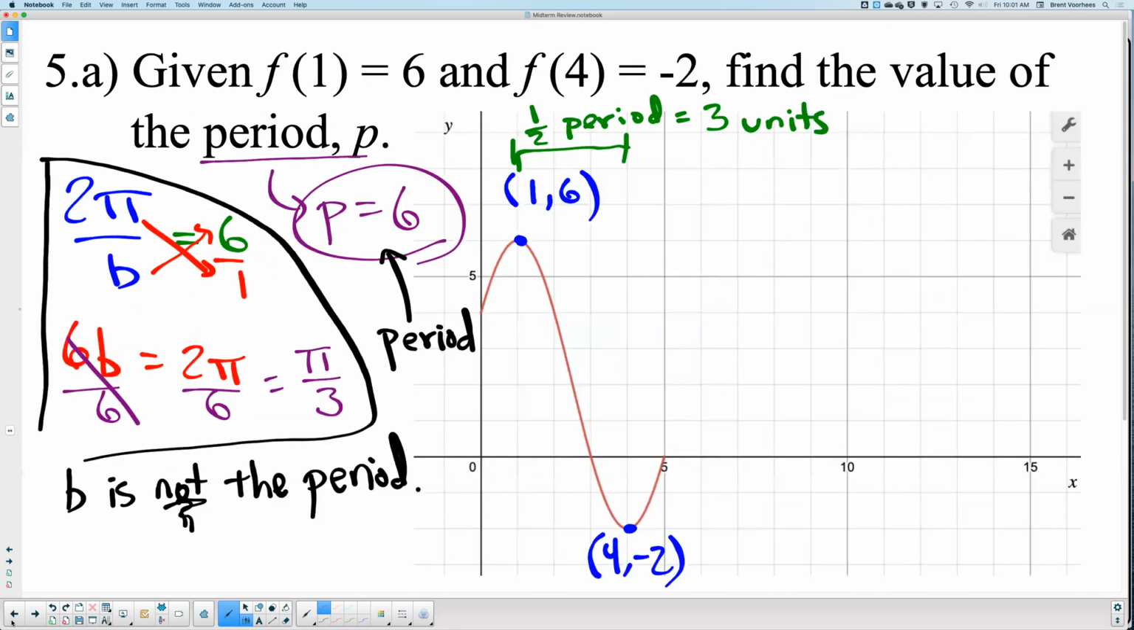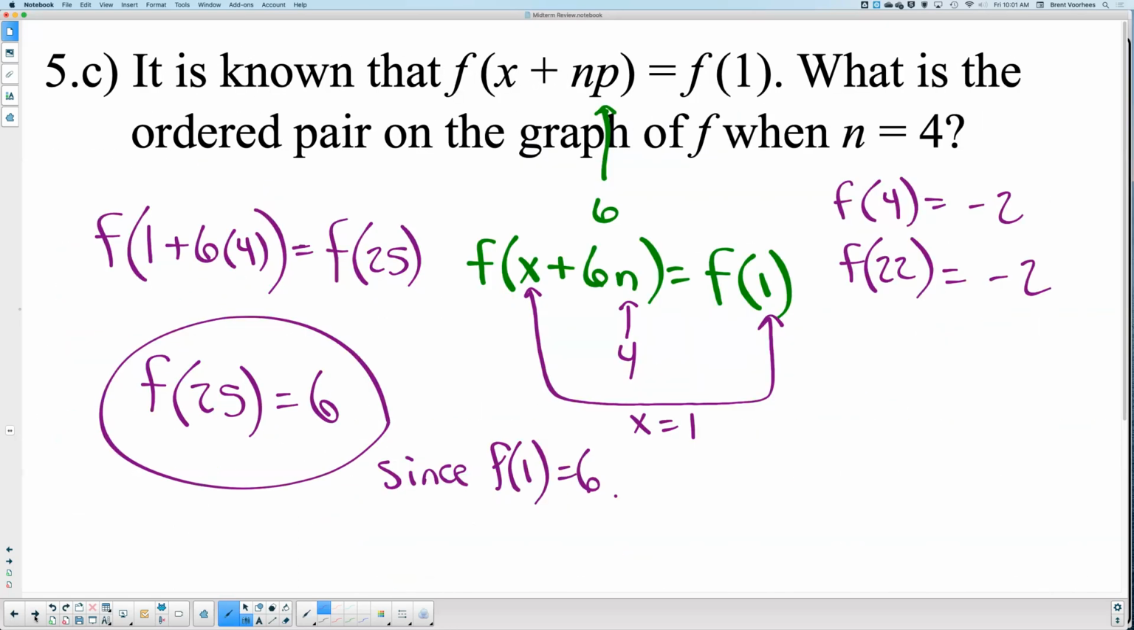6. So over here, if I took my x value 4 and added a period to it, what's 4 plus 6? 10. At f of 10, we get -2. Well, then I add another period to it. What's f of 16? It would be -2 as well. If I add another period to that, what do I get? F of 22, which is -2. I got another one.